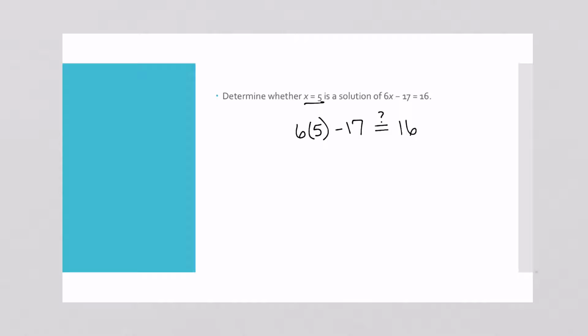So what is 6 times 5? It's 30 minus 17. Still don't know if that equals 16 yet, but I'm going to check. 30 minus 17 is 13, and 13 does not equal 16. So I would say no, or not a solution.